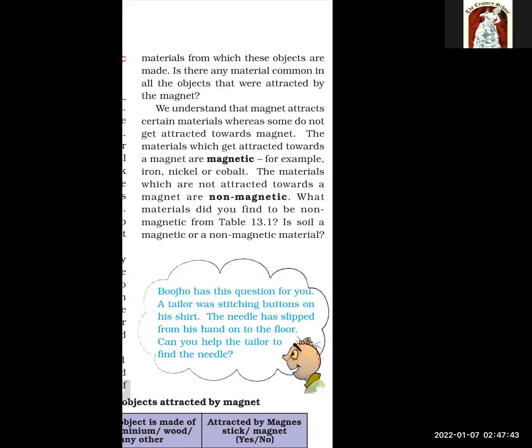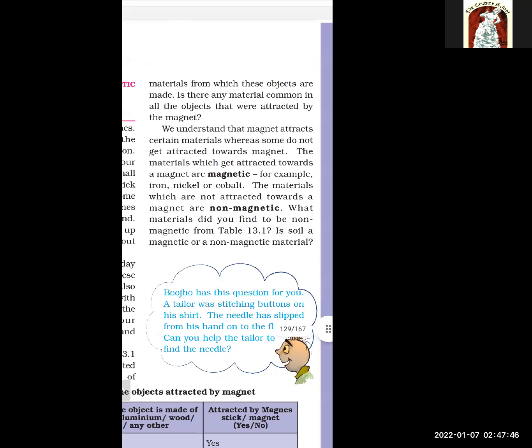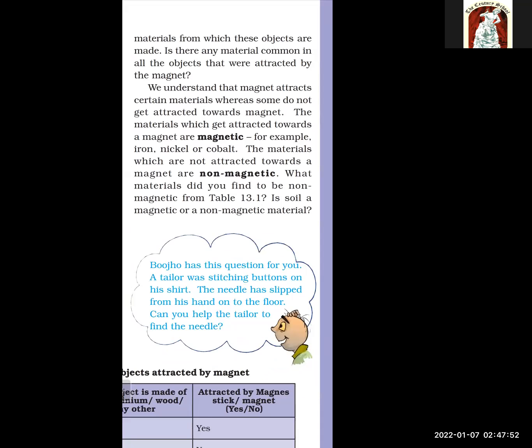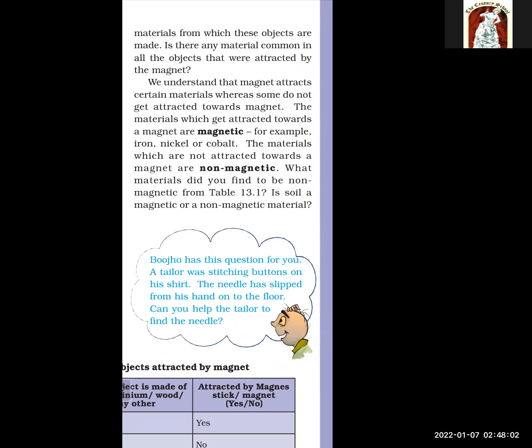A tailor is stitching a button on his shirt. The needle has slipped away and he has thrown it on the floor. Can you help the tailor find the needle? Yes, we can find the needle with the help of a magnet.